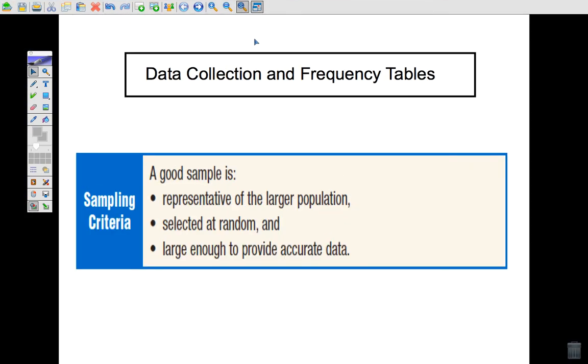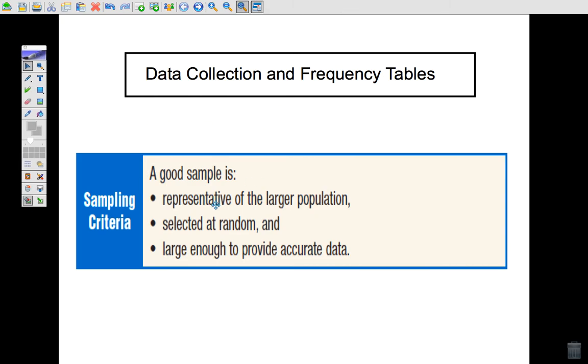Okay, we're going to look at data collection and frequency tables today. This is one piece of a larger statistics unit that we're covering in Algebra 1. There'll be multiple videos that you can go through at your own pace. Some of this stuff is review, some of it's not, but we need to make sure that we're all on the same page moving forward.